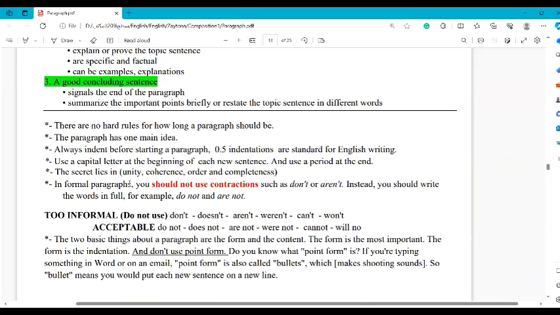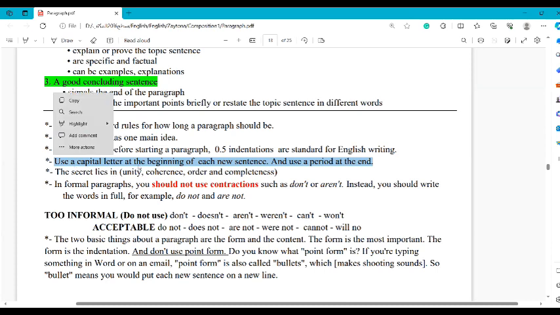Okay, we arrived at note number four. We read notes number one, two, three. Yes, note number four. Who can read, please? Can I read? Yes, go ahead, please. Use a capital letter at the beginning of each new sentence and use a period at the end.